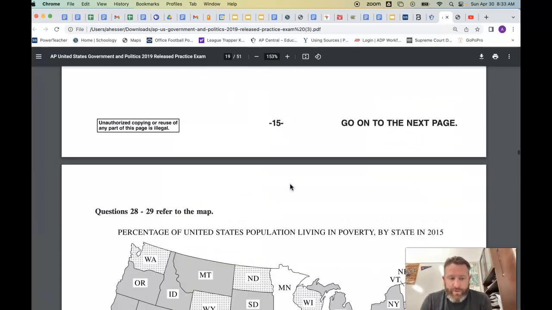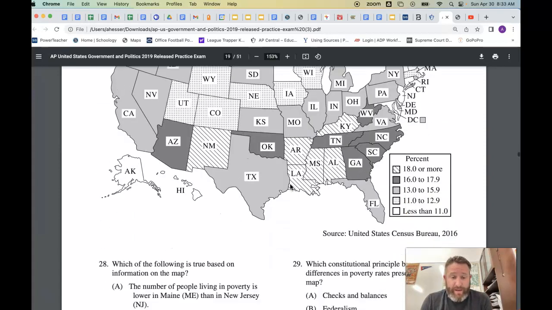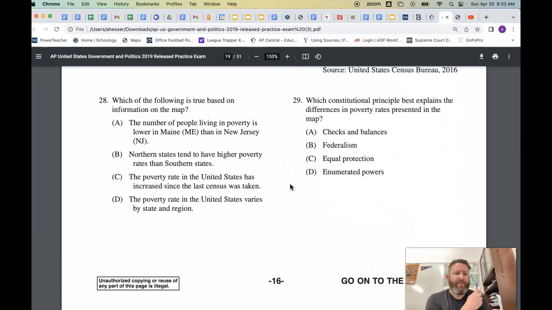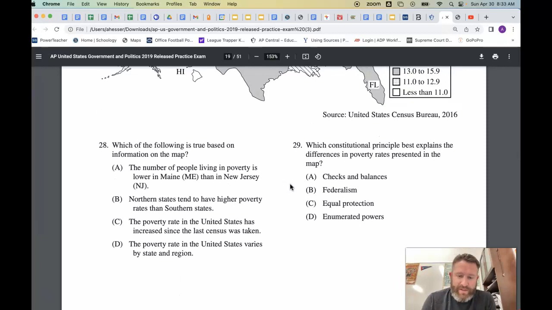27D. 28. The percentage of the United States population living in poverty by state in 2015. Which of the following is true based on the information in the map? That would be D. The poverty rate in the United States varies by state and region. It's the only one that you can fully support, the most general one in this case.